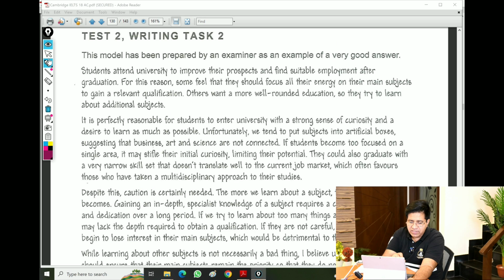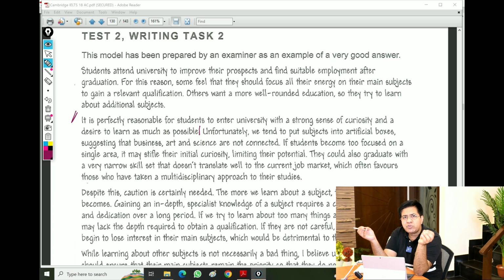So let's see what they say about it. I'm reading this one. It is perfectly reasonable for students. There isn't any first of all, secondly, finally, moreover, and all that. It is perfectly reasonable for students to enter university with a strong sense of curiosity and a desire to learn as much as possible. Now tell me, is there any vocabulary word which is difficult?